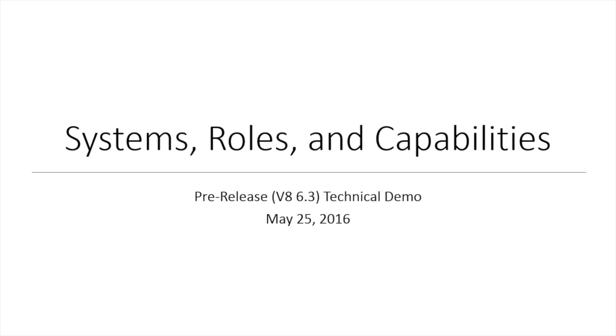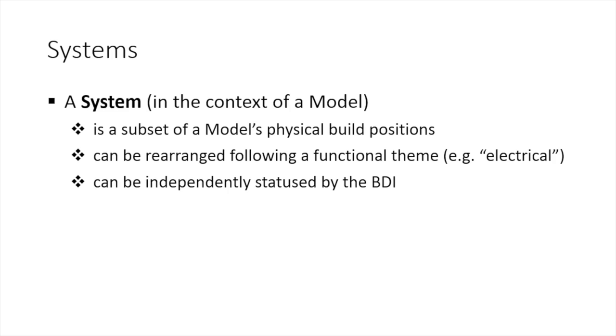This is a technical demo of systems, roles, and capabilities. So just some initial definitions. A system is a subset of a model's physical build. And that subset can be rearranged following a functional theme, for example, electrical or hydraulic or radio. So it's a different way of looking at a subset of a model. And that subset or system can be independently statused by the BDI.